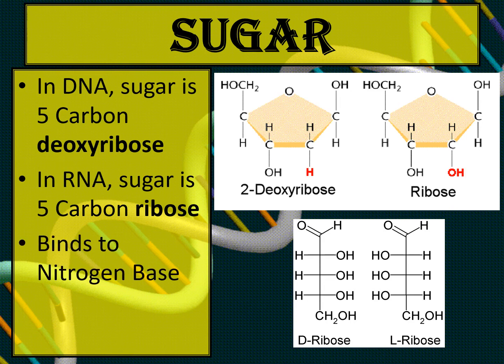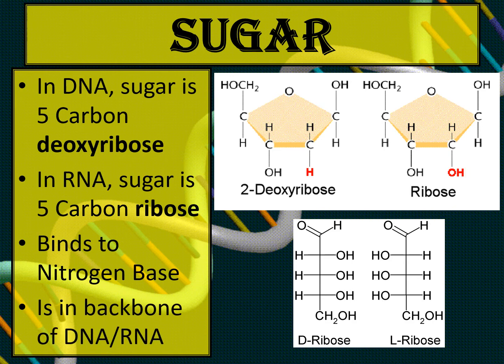These are the items that will bind to the nitrogen base that form the interior of the double helix, and it's also the backbone of the DNA and RNA, along with phosphate.